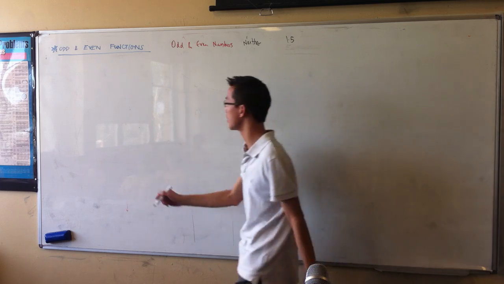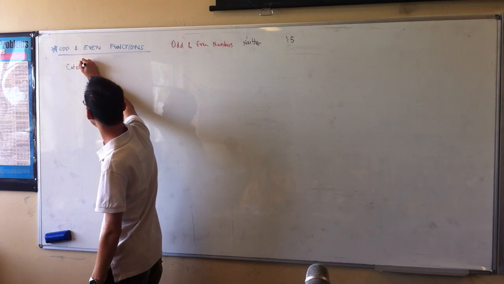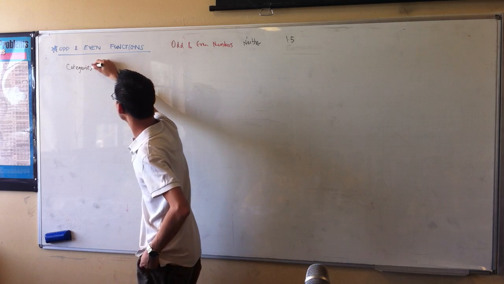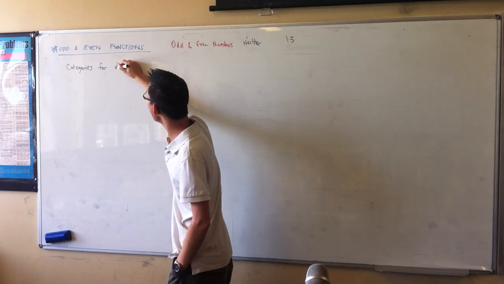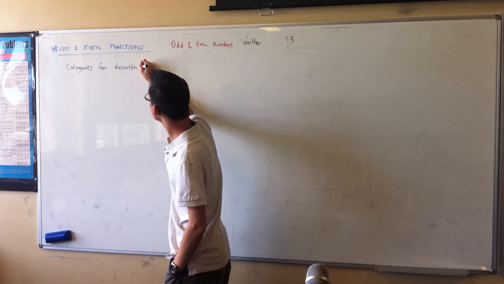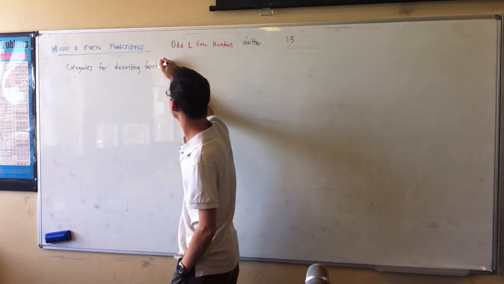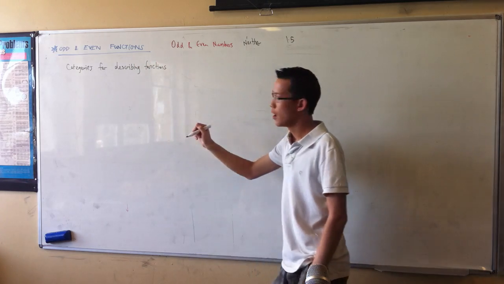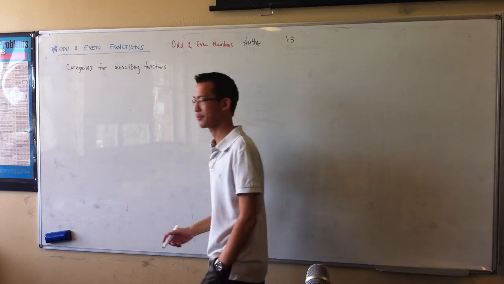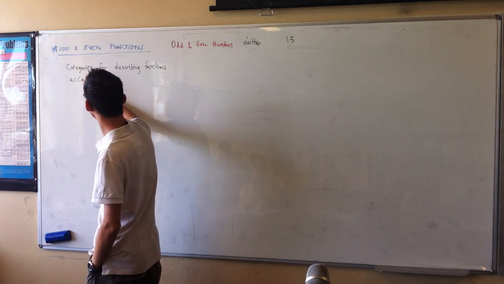Okay, so I said they're categories. These are categories, this is worth jotting down. Categories for describing functions according to their symmetry. Symmetry is the key.